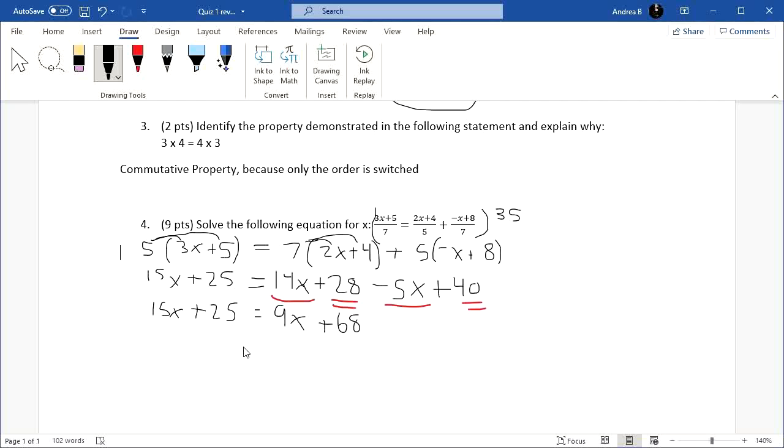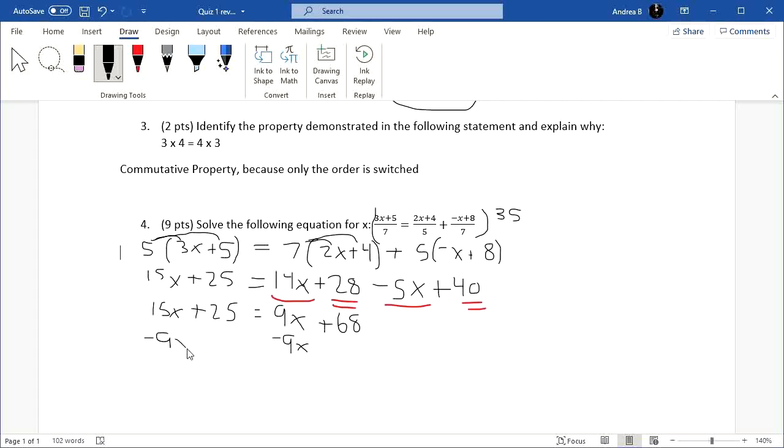So your next step for this one would be to move the x's together to one side and your constants to the other side of the equation there. So one way to do this would be to subtract both sides by 9x would be one way to start to get the x's both on the left-hand side of the equation.